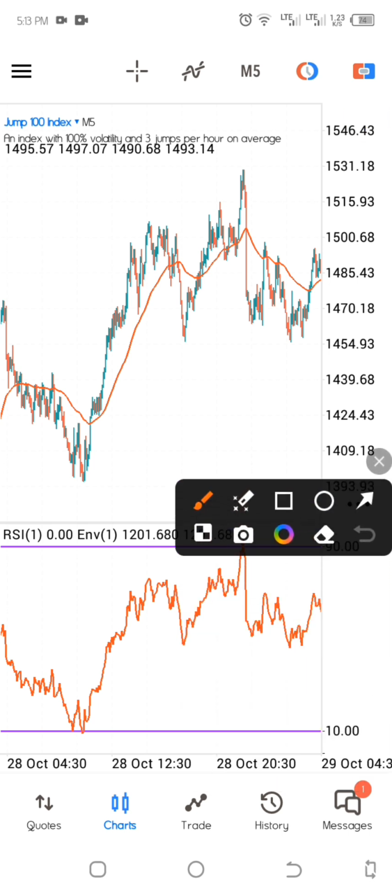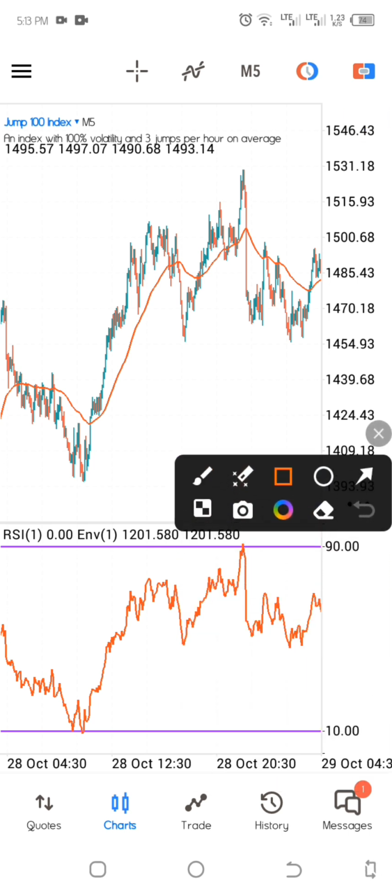The first thing you want to see is where the envelope line comes straight to the 10 levels of the RSI. So upon you seeing that the envelope is at the 10 levels of the RSI, now look into your main chart. What do you want to see in your main chart?